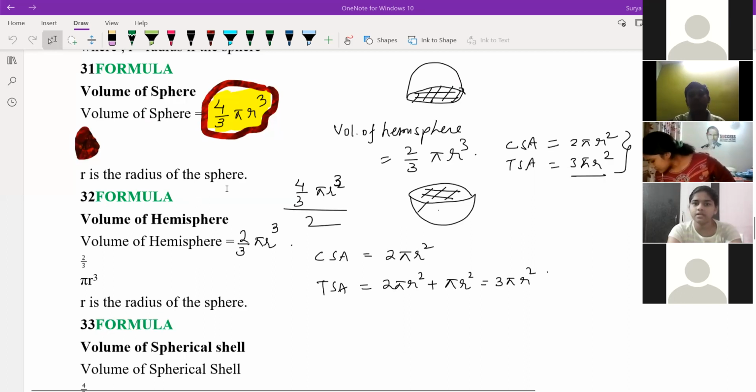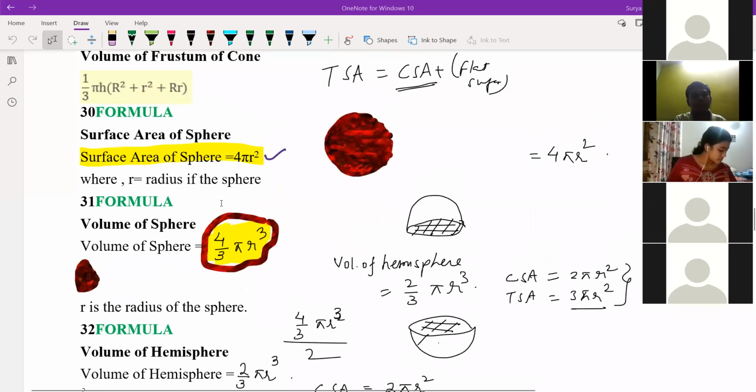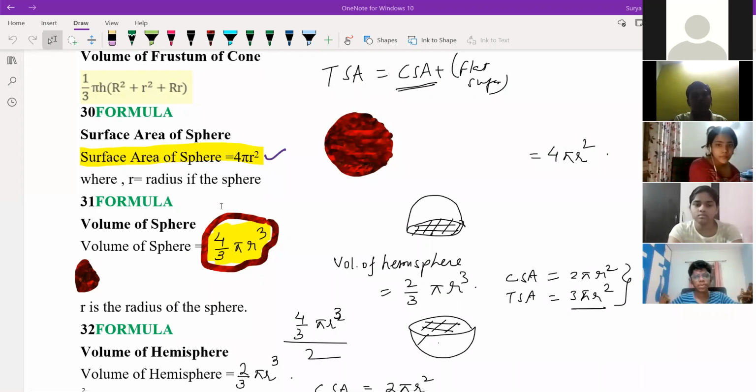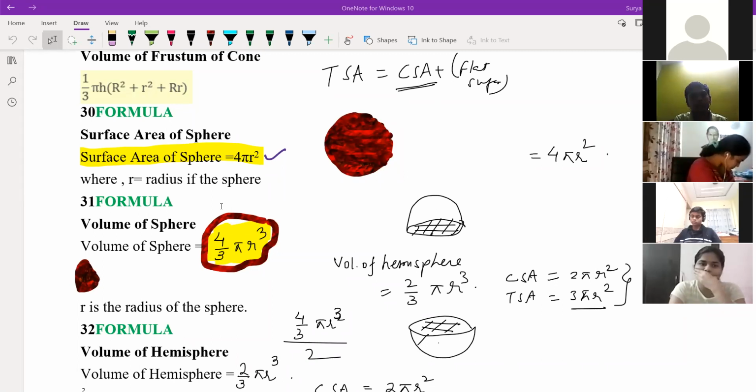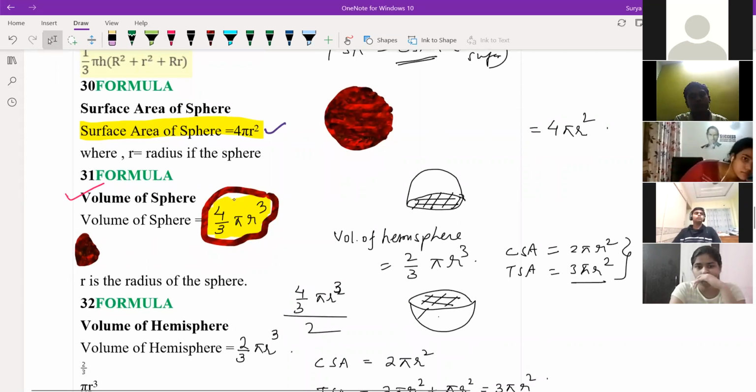Okay. Now two things are pending for us. One is your sphere and the second one is hemisphere, right? Last class we discussed only the formulas for cube, cuboid, cylinder, then frustum and all. Now a sphere is nothing but a solid sphere, like a ball shape. So the volume of the sphere is 4 by 3 pi r cube.